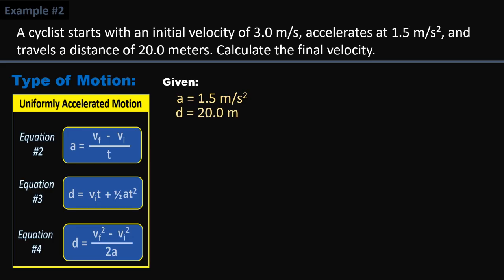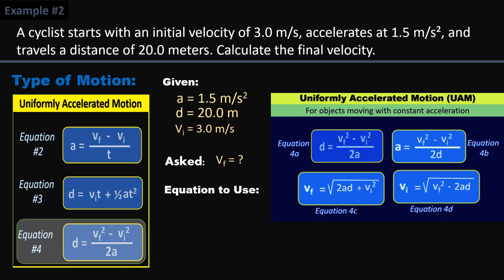We write the given. Acceleration is 1.5 meters per second squared. Distance is 20.0 meters. Initial velocity is 3.0 meters per second. We are asked for the final velocity of the cyclist, VF. Which among the equations on the left contain the given and asked quantities? Which equation has acceleration, initial velocity, displacement, and final velocity? It's equation 4, and if we look at the variations of equation 4, we will use equation 4c since we are to compute for the final velocity.